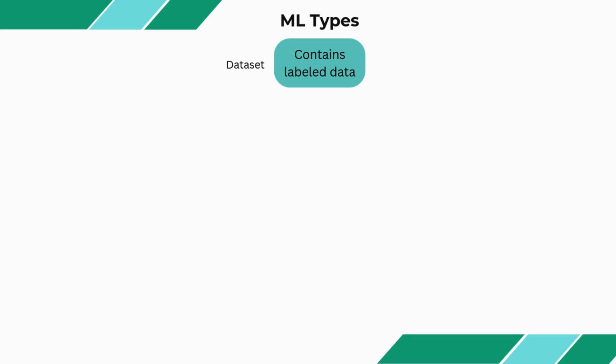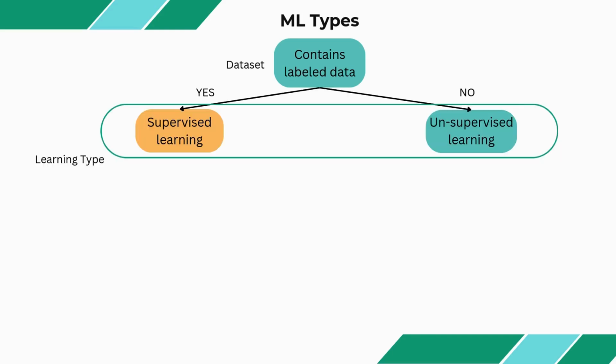If it contains labeled data, which means it has proper labels like whether it is spam, whether it is fraud or not fraud, if you have such data, then you can go for supervised learning. And if you don't have such labeled data, then you need to go with unsupervised learning. And within these two categories as well, you have various options.